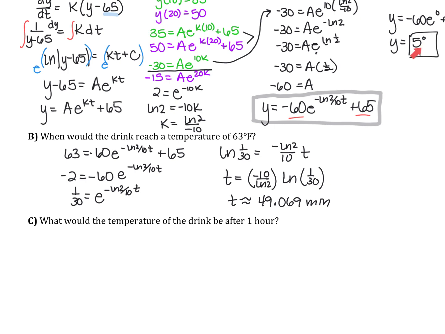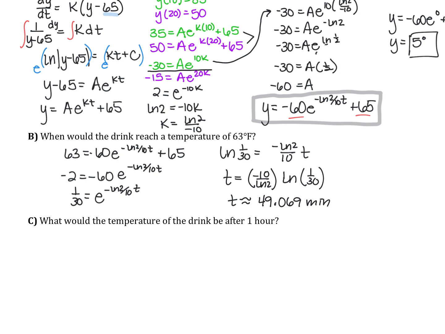So I can expect a drink that started at 5 degrees, remember, it started at 5 degrees up here, at a constant car temperature of 65, assuming that never fluctuates, my drink would reach a temperature of 63 degrees Fahrenheit in 49.069 minutes. Now, could this drink ever go above 65? No. This is an example of logistic growth as well. If we're in a constant temperature of 65 and that doesn't change, we cannot expect my drink to get hotter than 65. It won't, unless some outside heat source is acting on it.